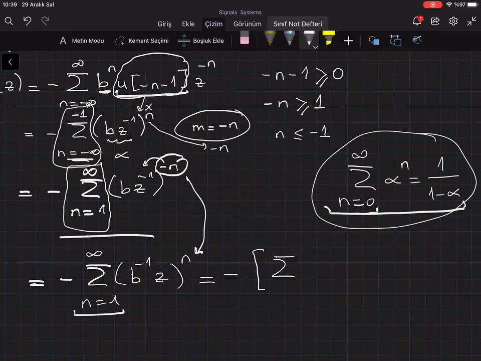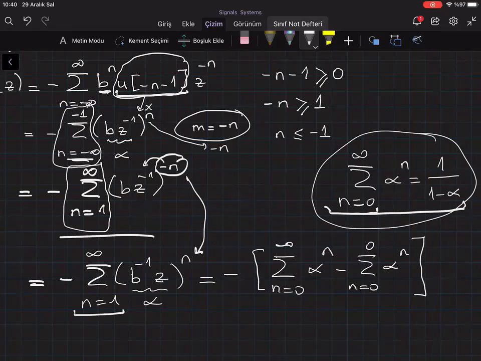Bakın bunu da görmüş olun. From n equals 0 to infinity, let's say this is alpha. Alpha to the power n minus n equals 0 to 0, alpha to the power n. What did I do? I added all the terms from 0 to infinity, then subtracted the 0th term so that I'm left with terms starting from 1 to infinity.